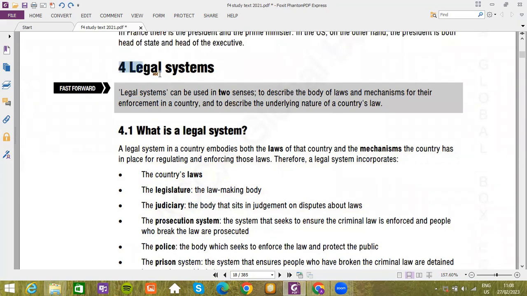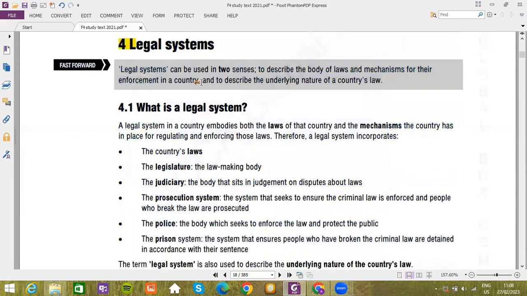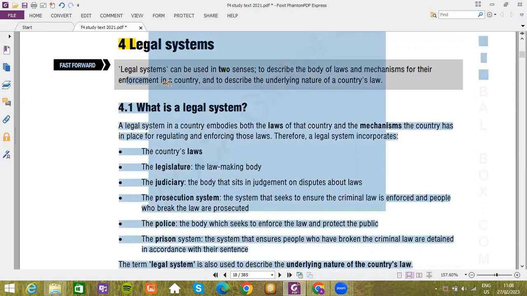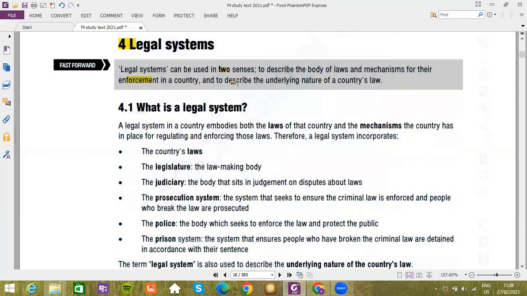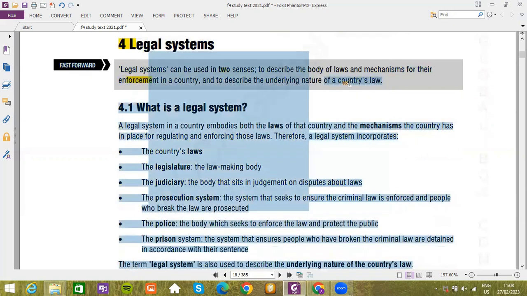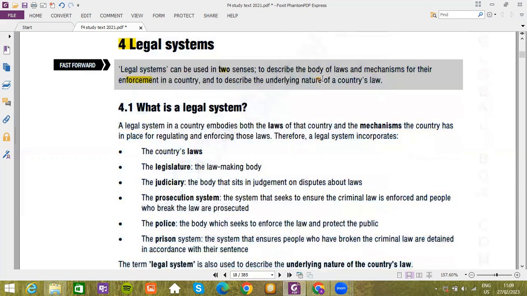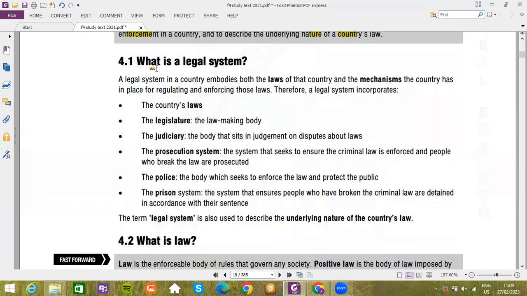Now we'll go for the legal systems. Legal systems can be used in two senses. That is, to describe the body of laws and mechanisms for their enforcement in the country, and to describe the underlying nature of a country's law. What is a legal system? I don't know. So let's read it.